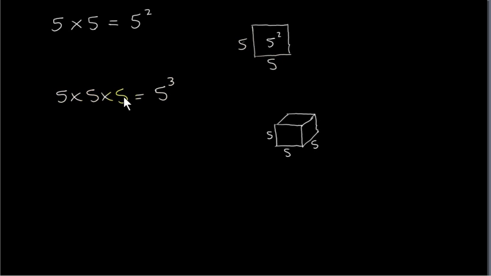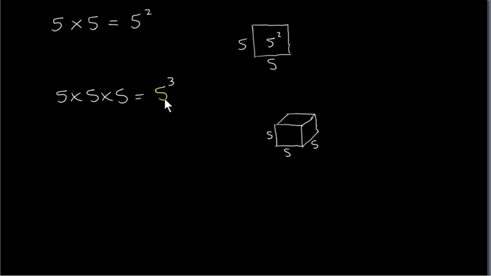5 multiplied by 5 multiplied by 5 is written 5 to the power of 3, or 5 cubed. The reason it's called 5 cubed is that 5 cubed is the volume of a cube whose sides are 5. So we have 3 dimensions here: length, if you like, height by length by breadth.